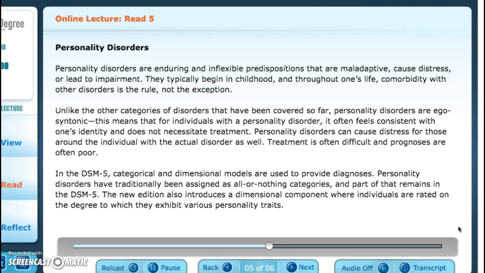Personality disorders can cause distress for those around the individual with the actual disorder as well. Treatment is often difficult and prognoses are often poor. In the DSM-5, categorical and dimensional models are used to provide diagnoses. Personality disorders have traditionally been assigned as all or nothing categories, and part of that remains in the DSM-5. The new edition also introduces a dimensional component where individuals are rated on the degree to which they exhibit various personality traits.